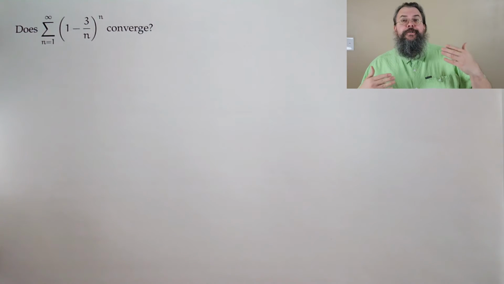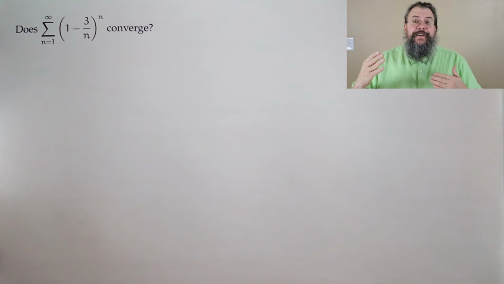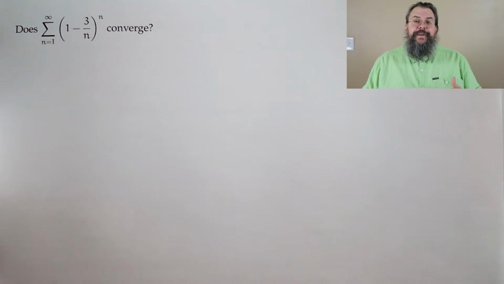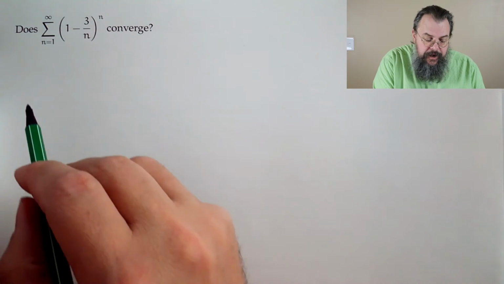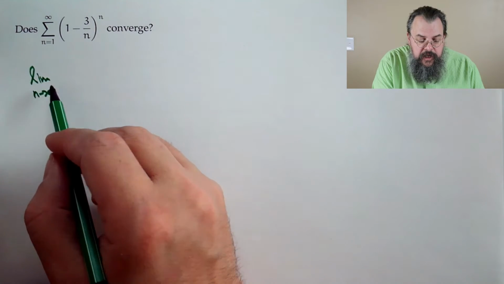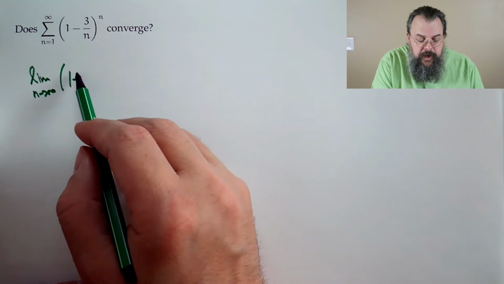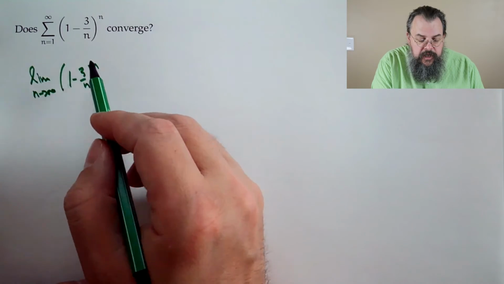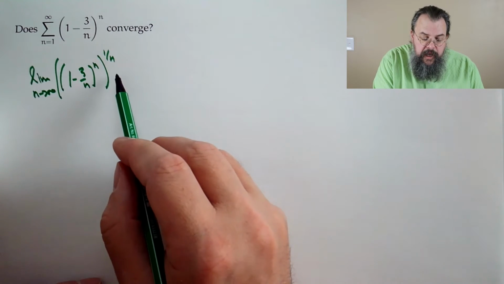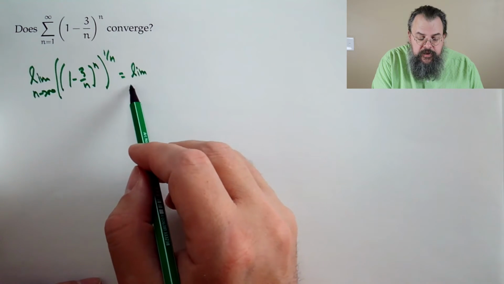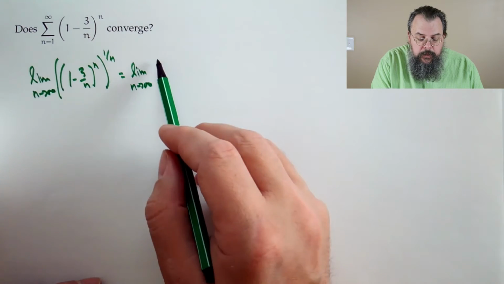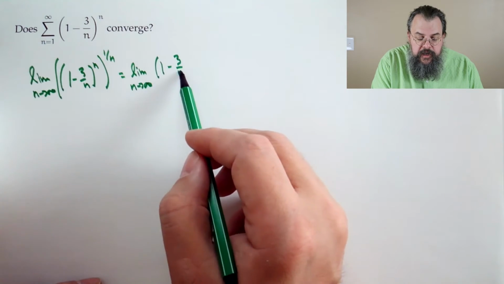Well, of course, we see it's to the power n, and therefore we're thinking root test. Root test, right? So, all right, great. So let's look at the limit as n goes to infinity of 1 minus 3 over n to the n. That's our term a sub n to the 1 over n power. We say, hey, fantastic. This is the limit as n goes to infinity of what? Well, 1 minus 3 over n.